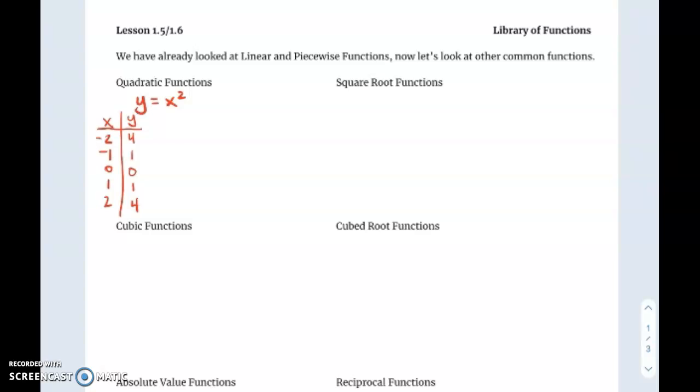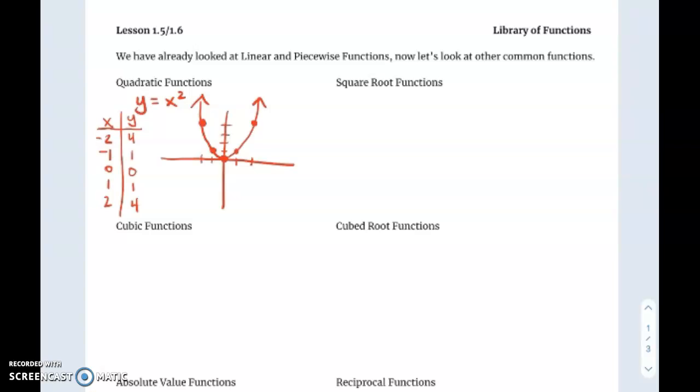Now if you plot this, you're just going to plot those points. So negative 2, up 4. Negative 1, positive 1, 0, 0, 1, 1, and 2, 4. And this is the graph that you should always think of when you think of y equals x squared. So this is the parent graph. And then you can change the squared in all kinds of different ways. But this is the most basic graph, table, and function.